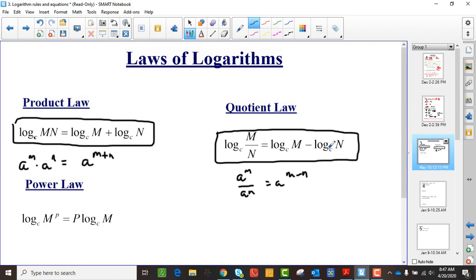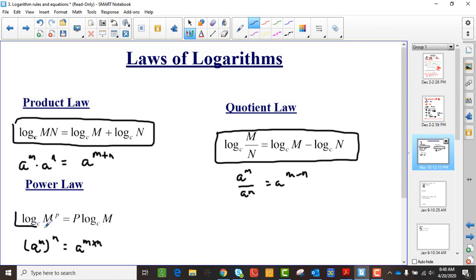Okay. Same thing here. If you have a power to a power, you would multiply, right? So if you have a to the m to the n, it would be a to the m times n. So here's the same thing. If you have m to a power, it becomes a multiplication.